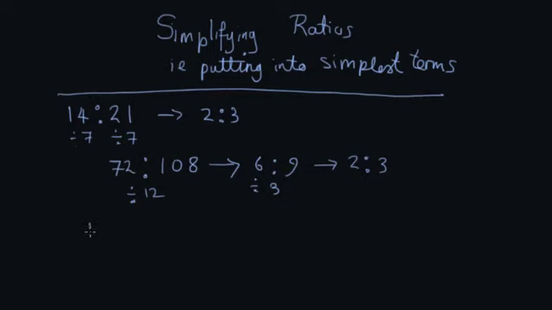And finally, we have a ratio of 15 to 25 to 45, and we're going to divide it by 5, in the 5 times table, so that's going to give us 3 to 5 to 9, because 15 divided by 5 is 3, 25 divided by 5 is 5, 45 divided by 5 is 9. And that's a simple introduction to ratio.